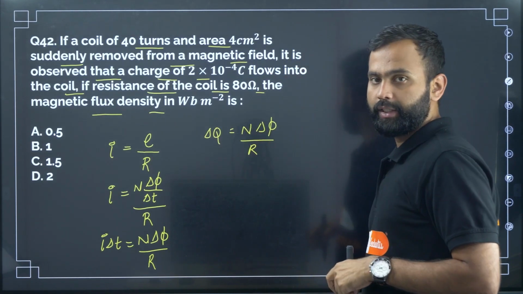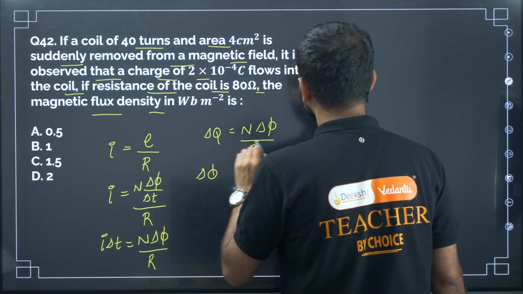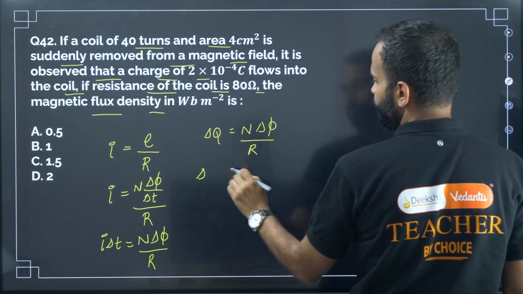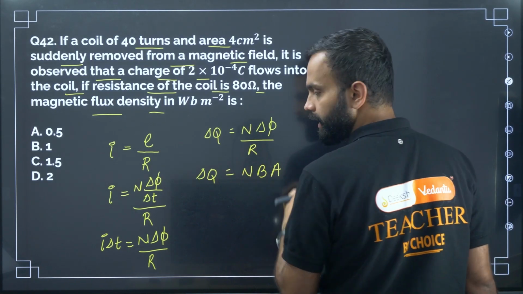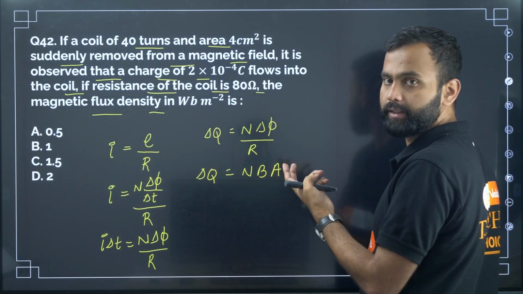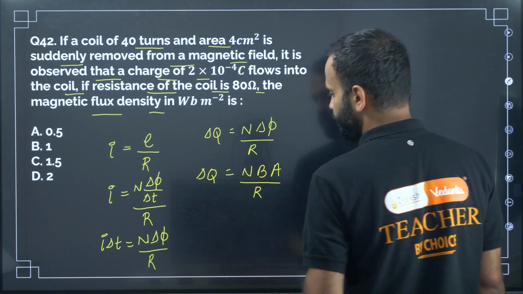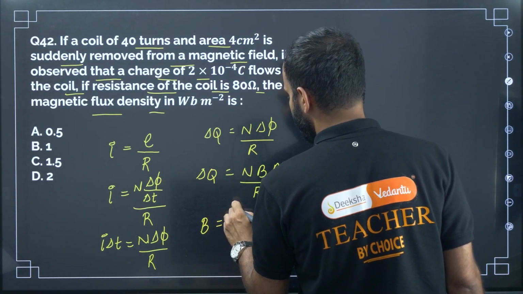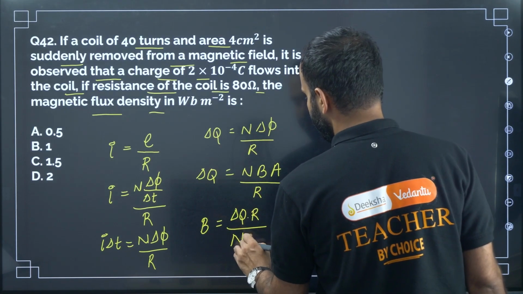So charge delta Q is equal to N into delta phi divided by R. What is delta phi? Change in magnetic flux, right? So delta Q is equal to N into B into A. Change in magnetic flux is B into A cos theta. Theta is the angle between B and A, that is 0 degree. So it is just B into A divided by R. We need to find the value of B. So B equals delta Q into R divided by N into A.